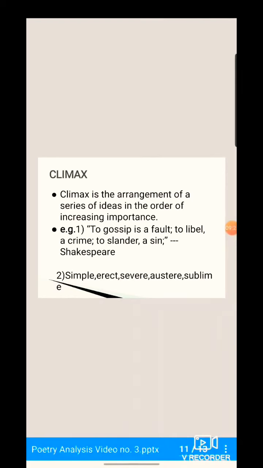For example, "To gossip is a fault, to libel a crime, to slander a sin." The very famous statement again by Shakespeare. Another example we have: simple, erect, severe, austere, sublime.